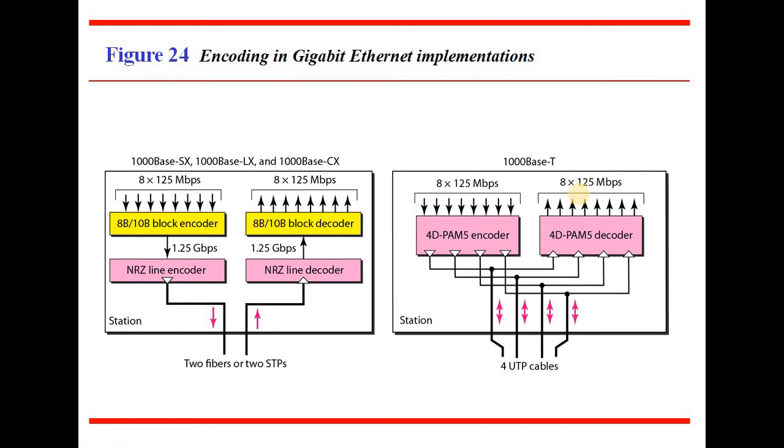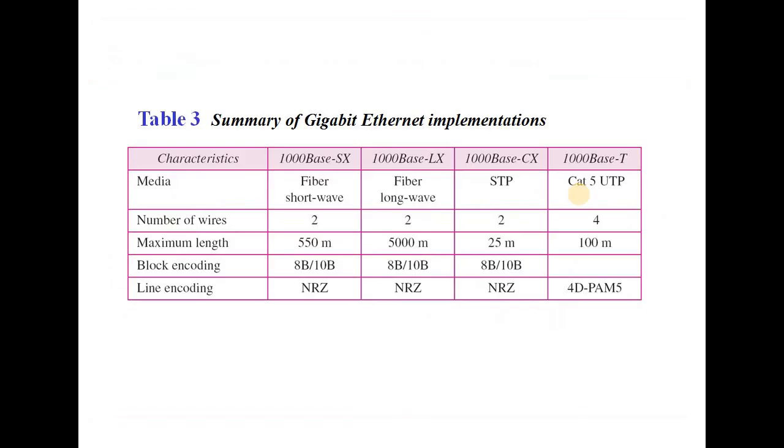They are used to transmit the data, and the input in both cases is the same, that is 8 times 125 Mbps, but the encoder used here is different, the 4D-PAM5 encoder. It is not the 8B/10B block encoder and NRZ line encoder; these two are merged and made into the 4D-PAM5 encoder. That performs in the same way, and 4 UTP cables are used.